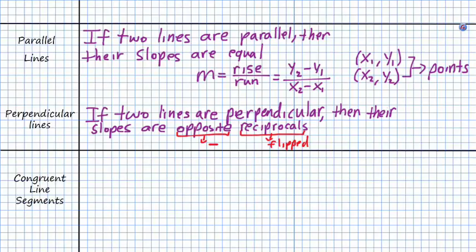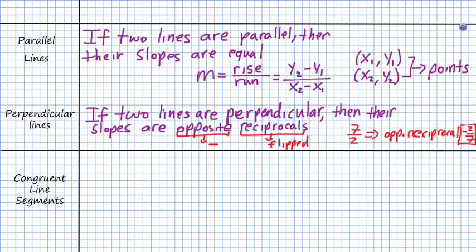So if we have a slope of 7 over 2, then the opposite reciprocal will be negative 2 over 7. That's what our opposite reciprocal is: we take our initial slope and we make it negative, and then we flip the fraction. That's what the reciprocal is, you flip a fraction.